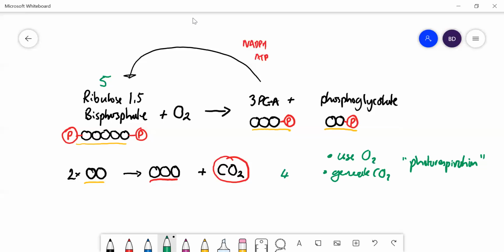It's a complete waste. You use up O2, you generate CO2, and you're also going to use up NADPH and ATP, because you're going to have to turn this 3-phosphoglycerate back into ribulose bisphosphate, which requires them. So it's all the bad things and none of the good things of respiration. So it's a big problem for a plant. It obviously doesn't want that to happen.